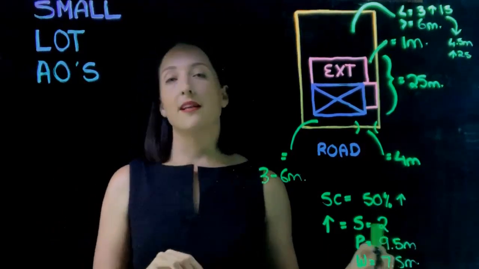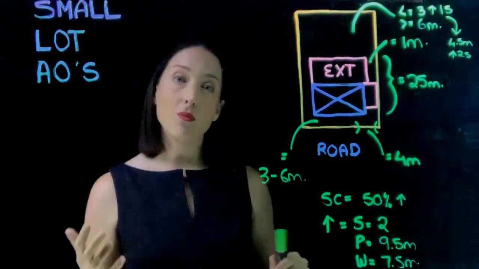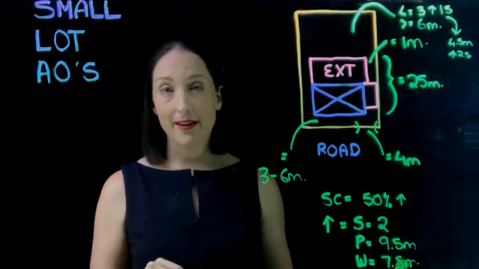Now, roof peak, you get what I'm trying to say. You need to make sure you don't exceed 9.5 metres in height. Wall height, you need to make sure your side and rear walls do not exceed 7.5 metres in height.